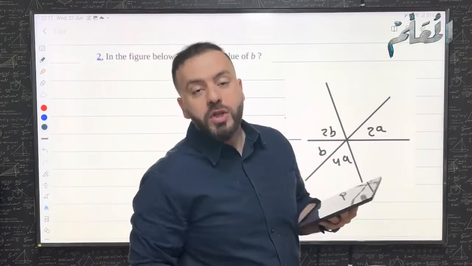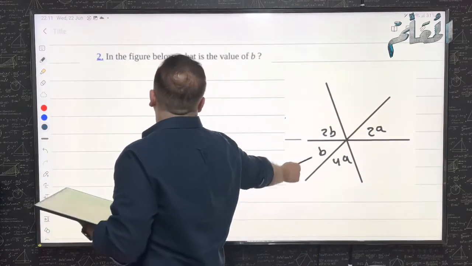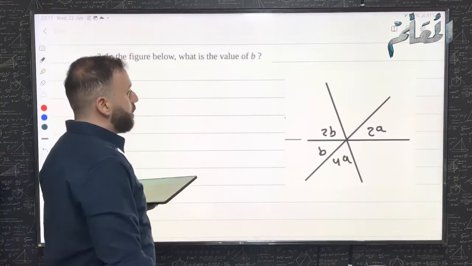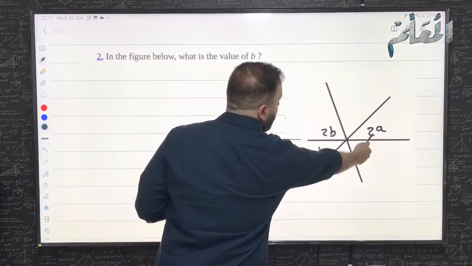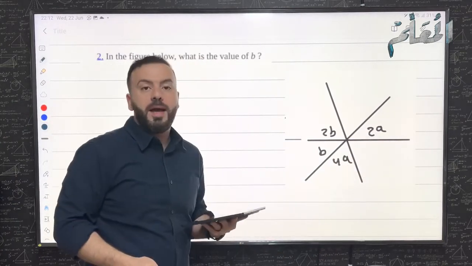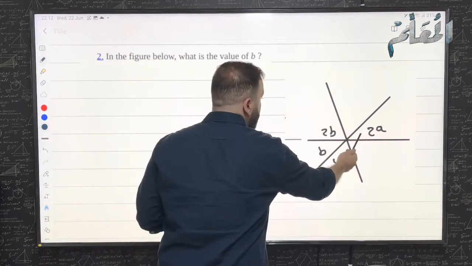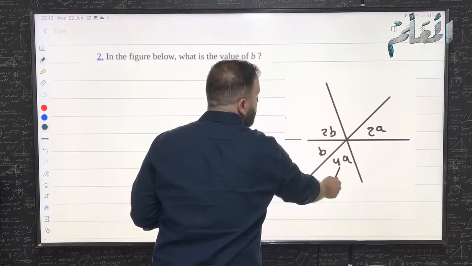Here we go, question 2. See, in the figure below, what is the value of B? Check the figure. We have a straight line. We have 2B, B, 4A, 2A, and I want the value of B. Always remember the idea of vertical angles. Vertical angles, which have the shape of a V, are always equal to each other. It means this angle equals this one, this equals this one, this equals this one.